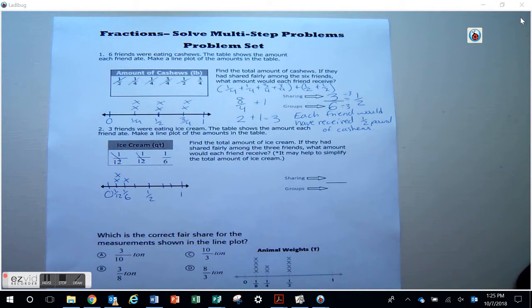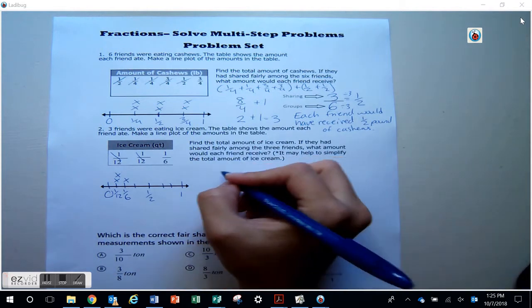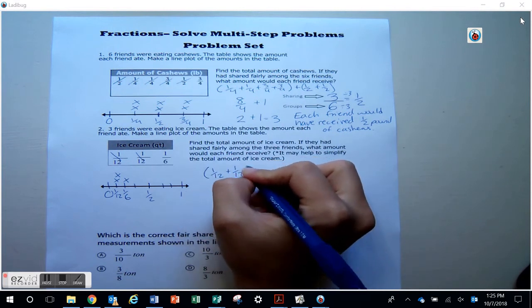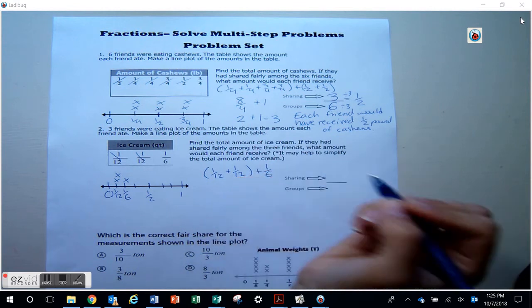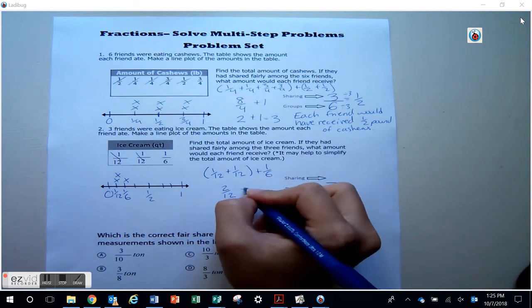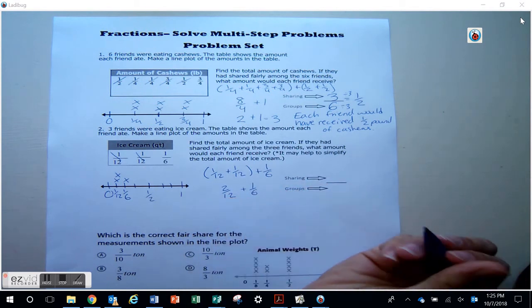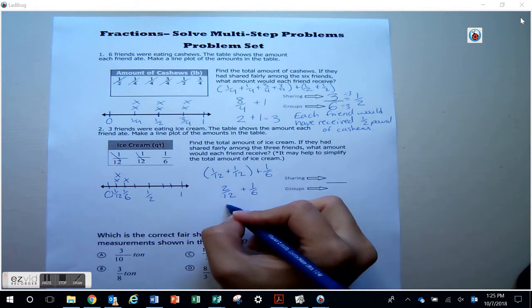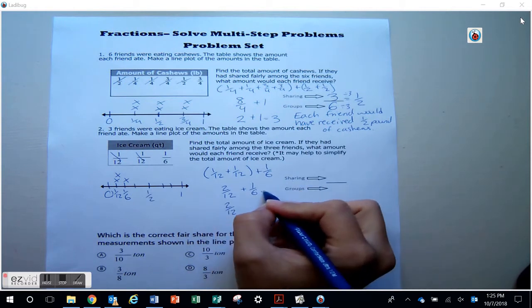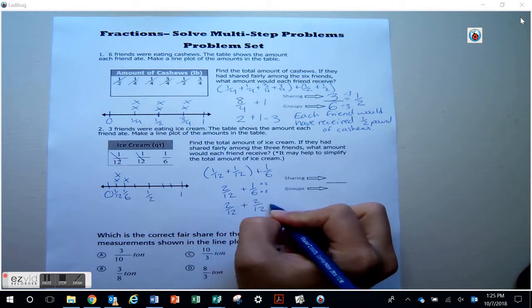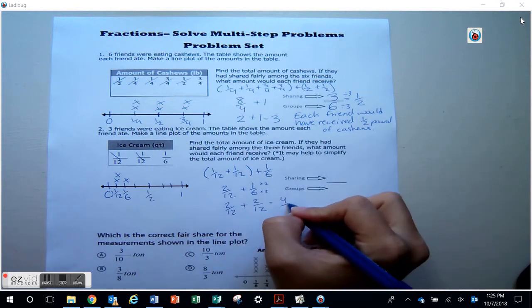Find the total amount of ice cream. If they had shared fairly among the 3 friends, what amount would each friend receive? It may help to simplify the total amount of ice cream first. Okay, so find the total amount of ice cream. I'm going to do my grouping: 1/12 plus 1/12 plus my 1/6. So here I have 2/12 plus 1/6.